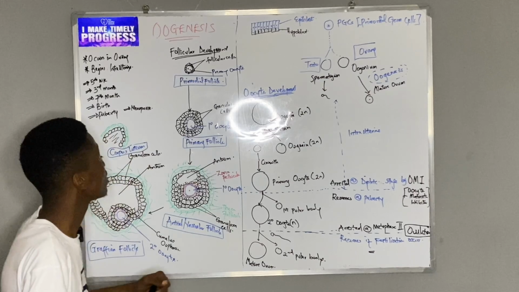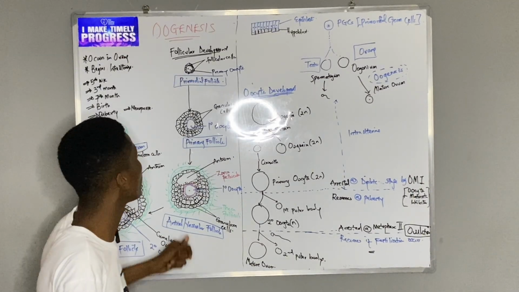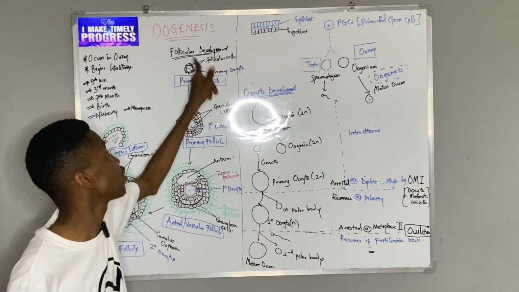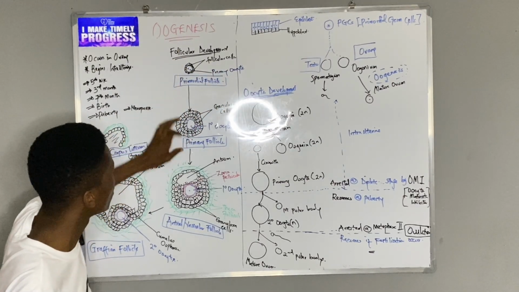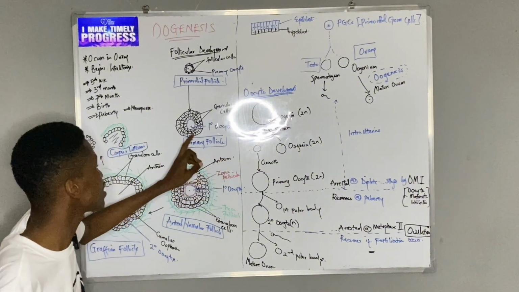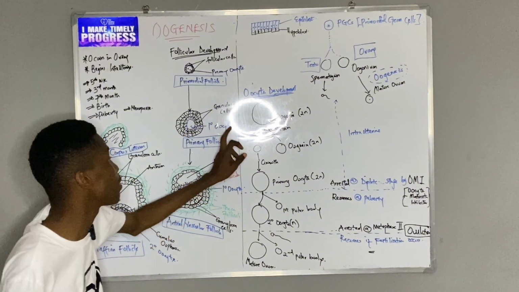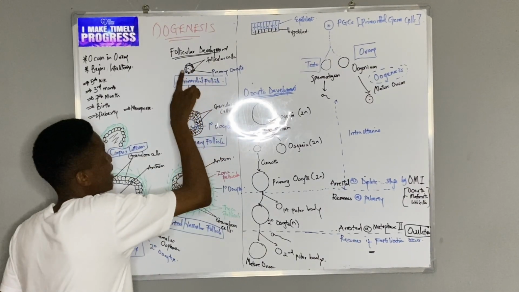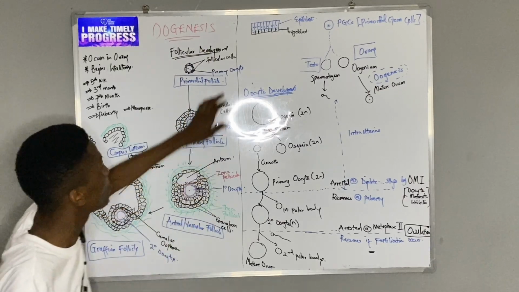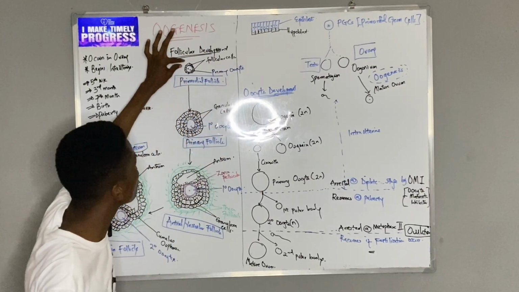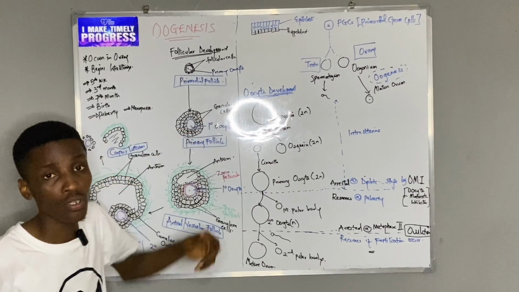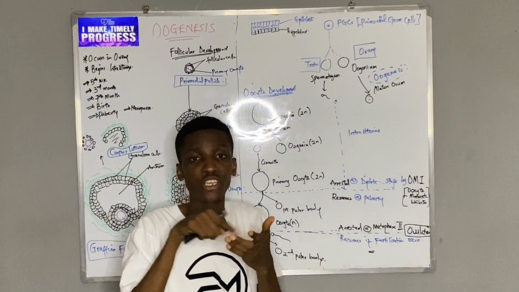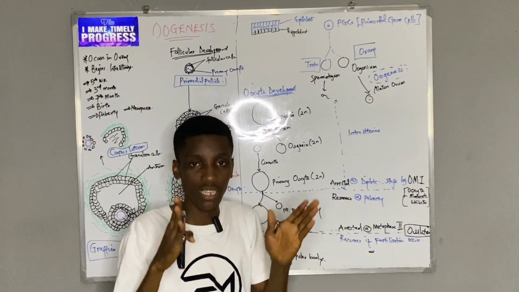Now, what's the difference? The pre-antral stage is the stage whereby I had a primordial follicle, which was just a primary oocyte and a follicular cell, changing to become a primary follicle, which is now a primary oocyte, but this time with granulosa cells surrounding it. The follicular cell will change from simple squamous to cuboidal. Squamous means flattened, and cuboidal means a cube pattern, same height as width.